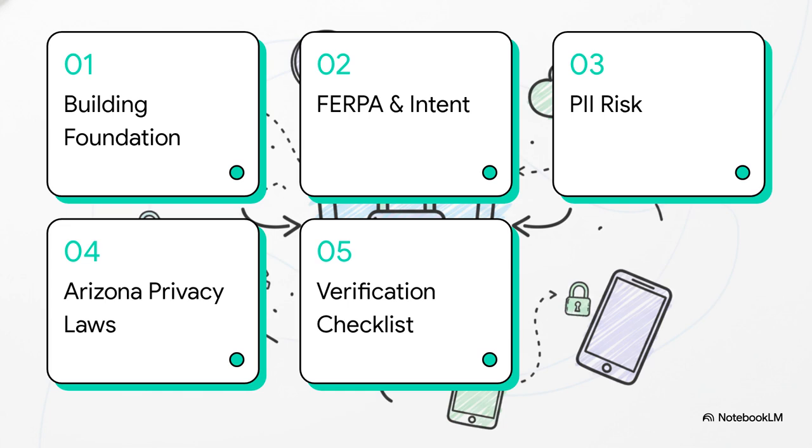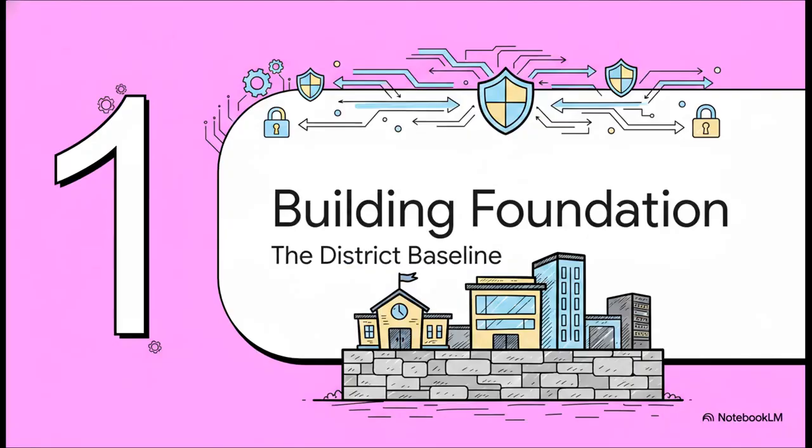We'll start with building in the district, move on to FERPA and educational interest, tackle identifying PII combinatorial risk, cover the Arizona state privacy laws, and finally, wrap up with your tool verification checklist. Let's start with Section 1, Building Foundation, the District Baseline.